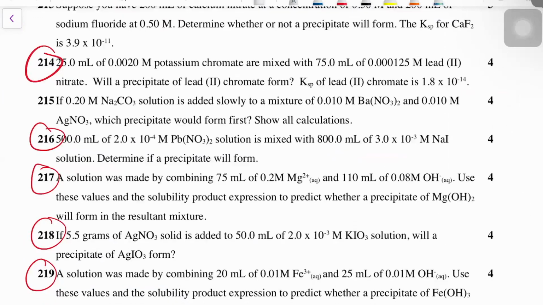25 mL of 0.002 molar potassium chromate is mixed with 75 mL of 0.000125 molar lead nitrate. Will a precipitate of lead chromate form? The Ksp of lead chromate is 1.8 times 10 to the minus 14.